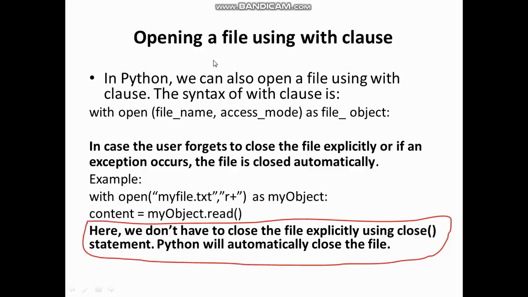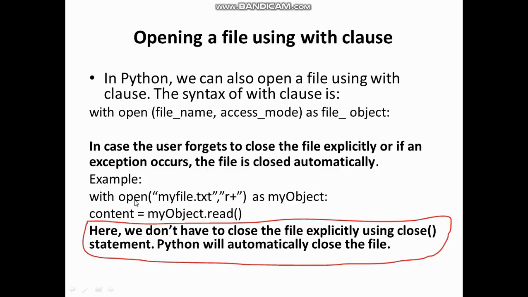Now let us discuss opening a file using the with clause. In Python, we can also open a file using the with clause. Look at the syntax: with open, and there are two parameters, file name and access mode, and this is the file object.